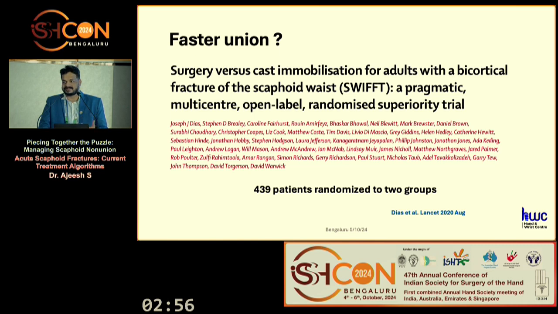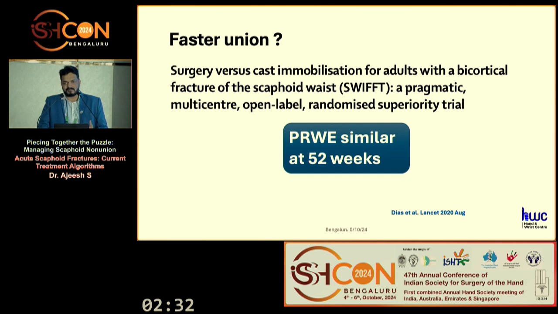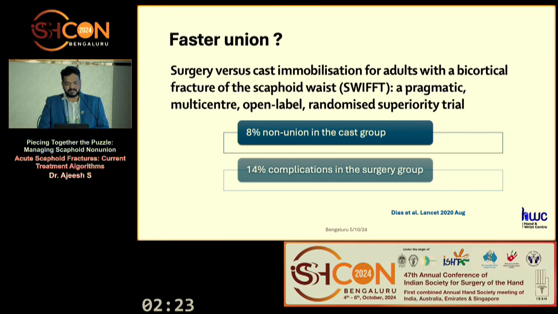But then, I think the most well-quoted study in all of probably scaphoid fracture disease would be the SWIFT trial, from Dr. Ryerson's group across Europe. They had 439 patients who were randomized into two groups. They were minimally displaced fractures, comparing surgery with a protocol which initially treated them non-surgically. The outcome measure that was used was the patient-reported wrist score at 52 weeks. And they found that these two groups were actually similar. The other important aspect was there was an 8% non-union in the cast group, but 14% complications in the surgery group. So that sort of leaves it in the middle on what we should be doing.